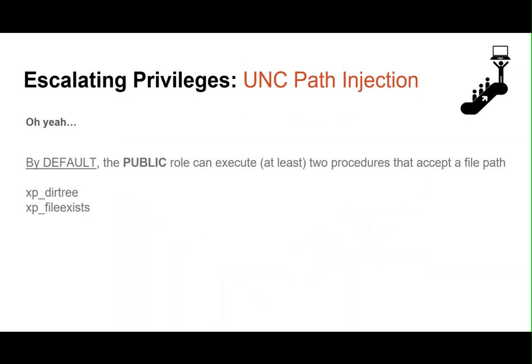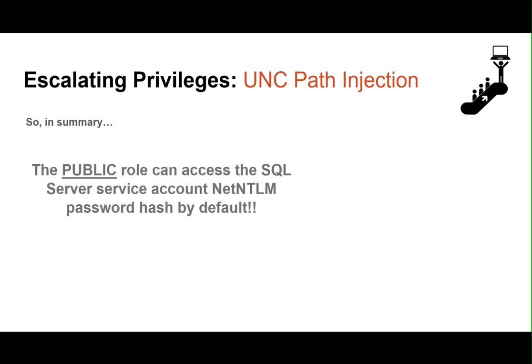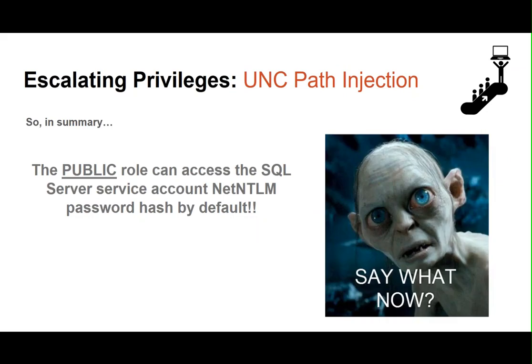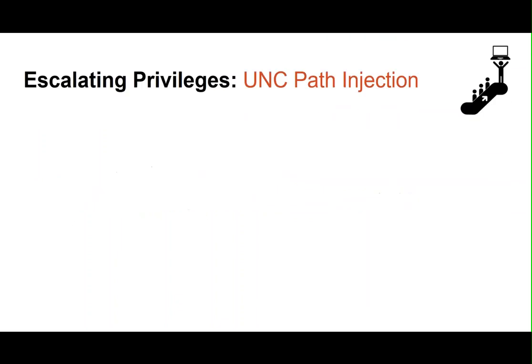So this is a really interesting attack because the public role, by default, has two procedures that accept file paths, xp_dirtree and xp_fileexist. So in summary, the public role basically has almost direct access to the SQL Server service account Net-NTLM password hash by default on every version of SQL Server excluding Azure. So it's incredibly useful, incredibly versatile in every environment with every version of SQL Server. So that's pretty impactful for us.